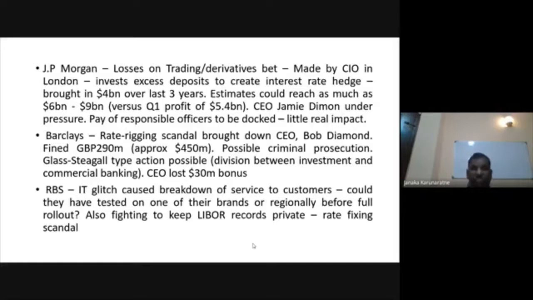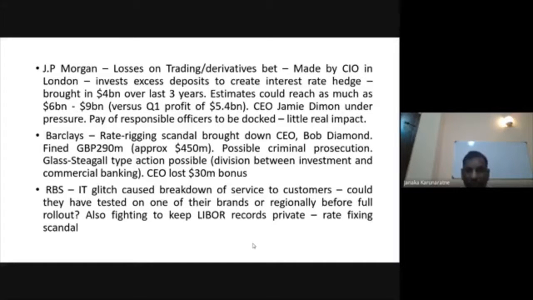But these are leading institutions. Barclays again had some problems. The rate rigging scandal brought down CEO Bob Diamond, and so there was an issue with rate rigging in the markets by the key people, which led the CEO also to be in trouble, and they were fined US $450 million, and also with criminal prosecution.